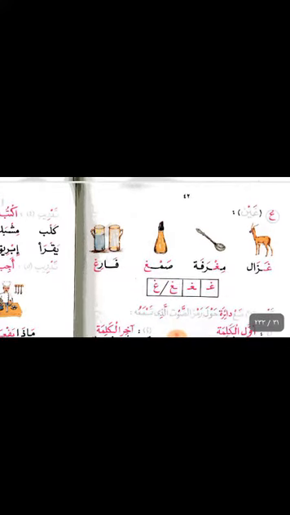خبزون. بريد. نخلتون. What is نخلتون? Palm tree. يطبخ, is cooking. طباخون, a cook or chef. Next page.